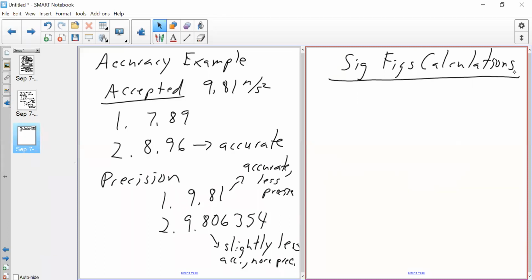So with our sig figs calculations, we had a couple of methods or rules. We are multiplying and dividing in our sig fig.